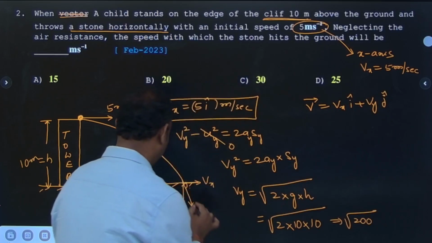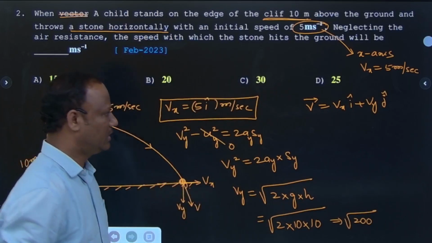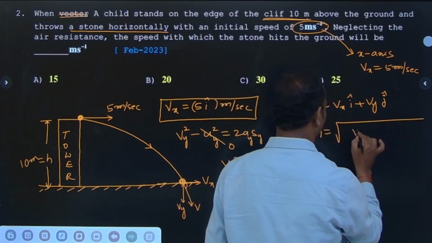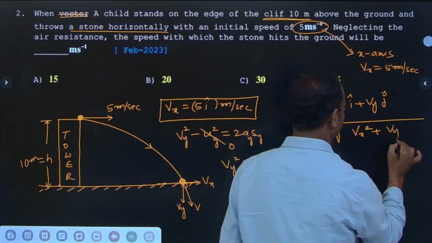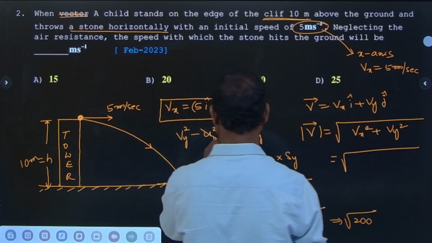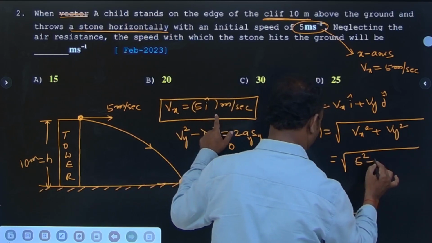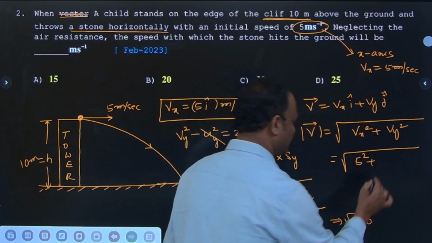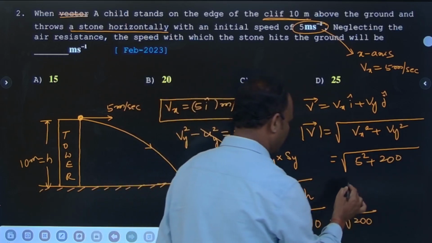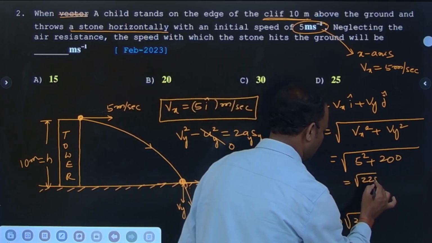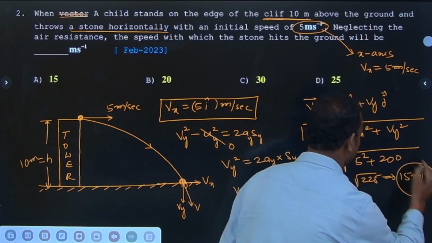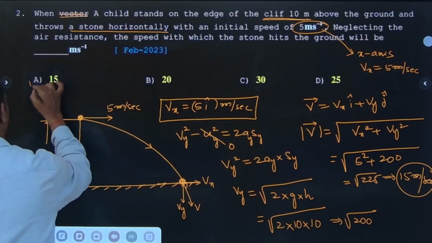Now vectorially, V bar is equal to Vx i cap plus Vy j cap at the point of striking the ground. The magnitude of V bar is equal to square root of Vx square plus Vy square, which is 5 square plus square root of 200 whole square. 5 square is 25, 25 plus 200 is 225. Square root of 225 is 15 meter per second. This is my answer. Option A is correct.